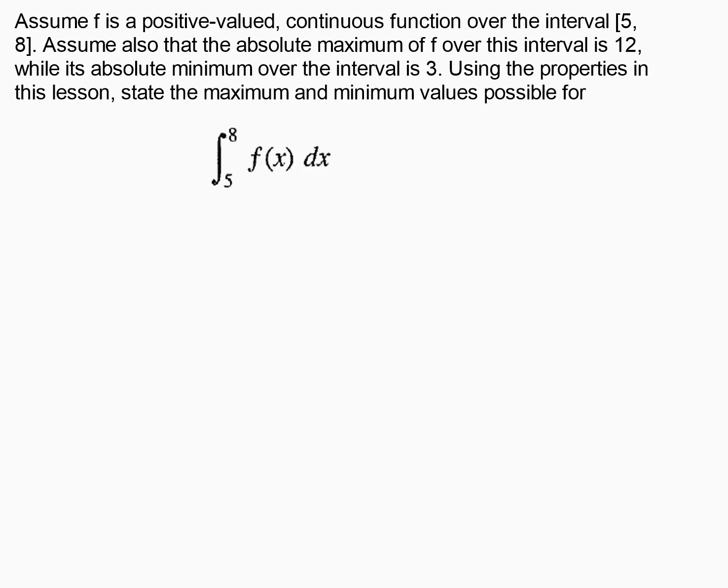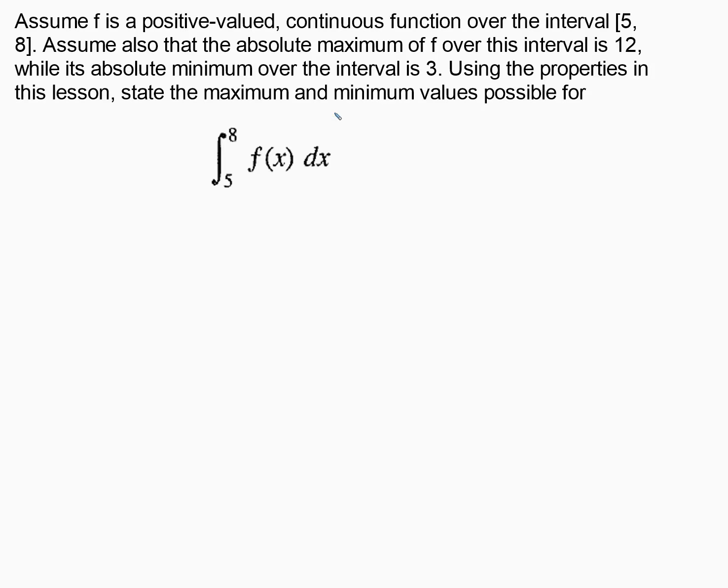All right, here's our last one. Assume f is a positive valued function. So positive valued and continuous, so it's greater than 0 over the interval 5 to 8. Assume also that the absolute minimum of f, the lowest value it gets is 3, while its maximum, I think I said minimum, the highest it gets is 12, and the lowest it gets is 3. Using the properties in this lesson, state the maximum and minimum values possible.